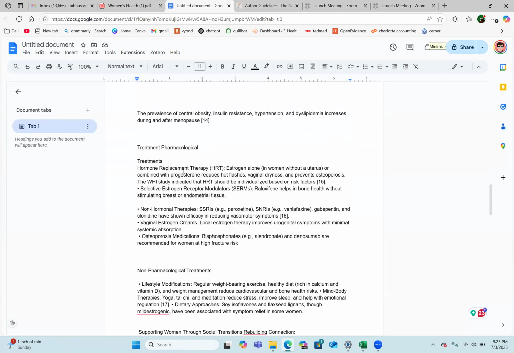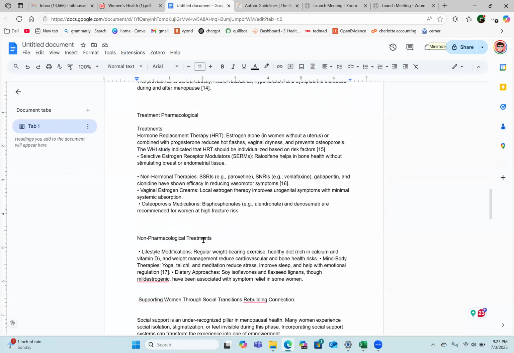So treatment. Look at this HRT, right? It was very straightforward, and then someone has written like the WHI study. You don't write like this here. So for treatments, I would say hormonal treatment during menopause, right? And then you could focus on a few paragraphs on why hormone treatment works, and then non-hormonal treatment for menopause, why these things would help.